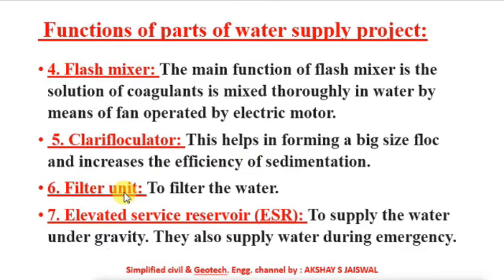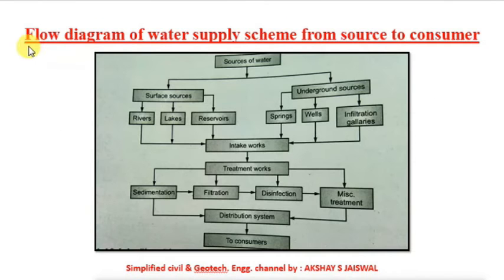Next is filter unit to filter the water. And next point is elevated service reservoir to supply the water under gravity. They also supply water during emergency. Now we will see flow diagram of water supply scheme from source to the consumer.